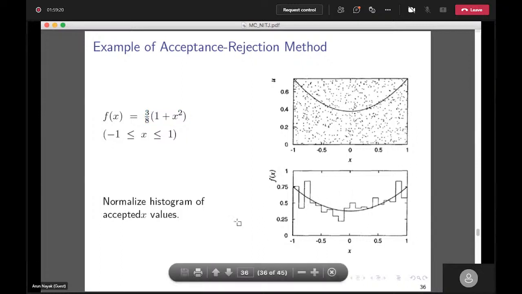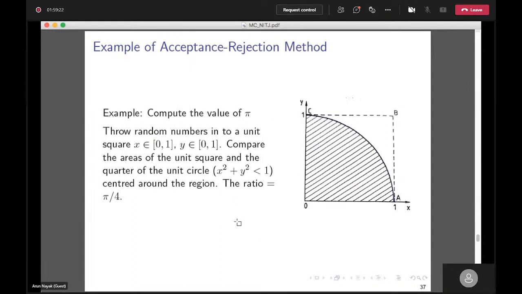Now I give another exercise or example. You can do this as well: compute the value of pi. You know that you can compute the value of pi if you take this square and then take the area defined by this circle, a quarter of that circle, with the same radius as the size of the square.